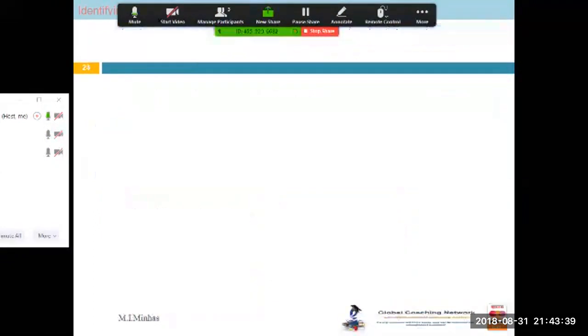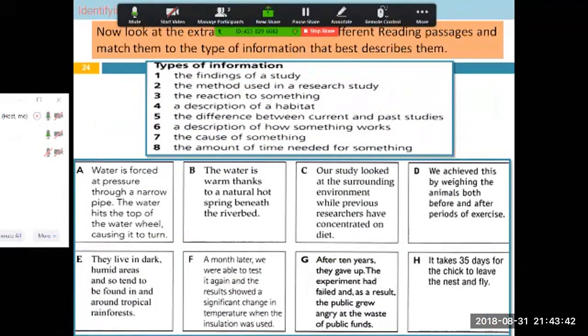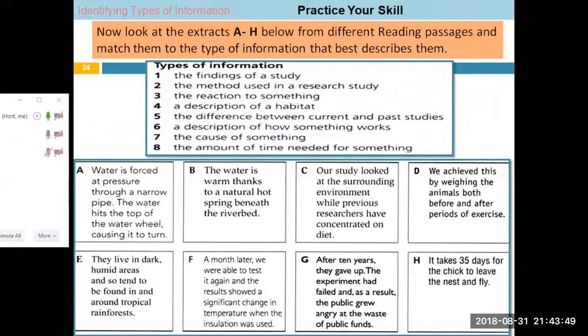Now I'm going to do this very important exercise, and for all those who are watching this recording, please try to give full time to this. This exercise is just to make you understand different types of information. Like I just said, there's a difference between habitat, description, and argument. Just like that, there are some other points that you need to know, and this exercise will help you understand this concept.